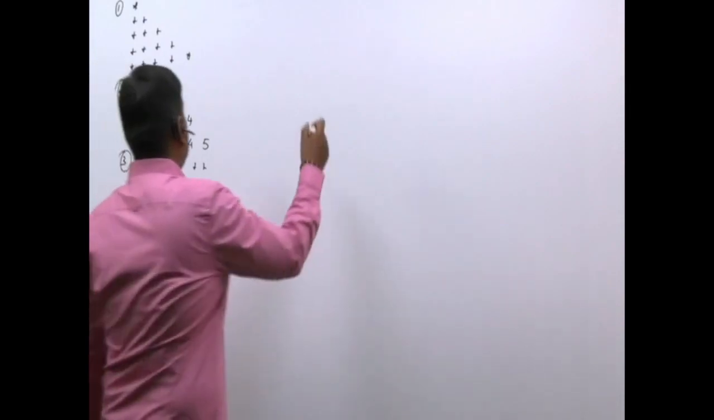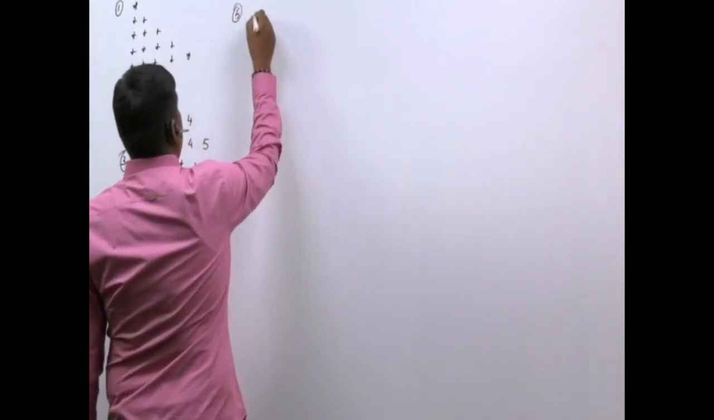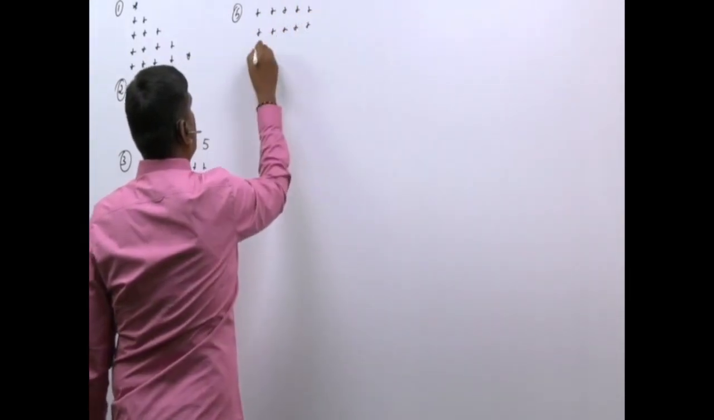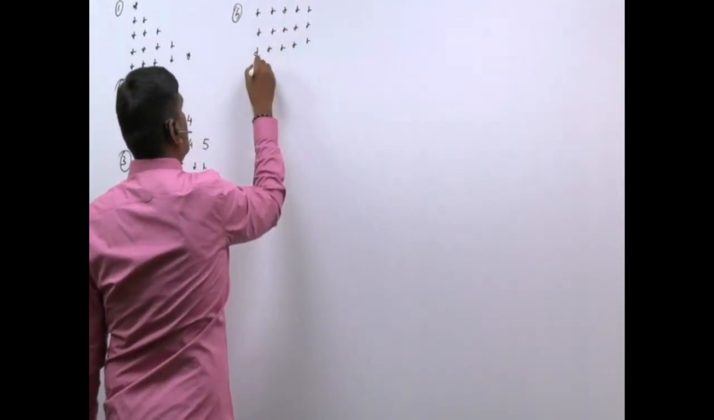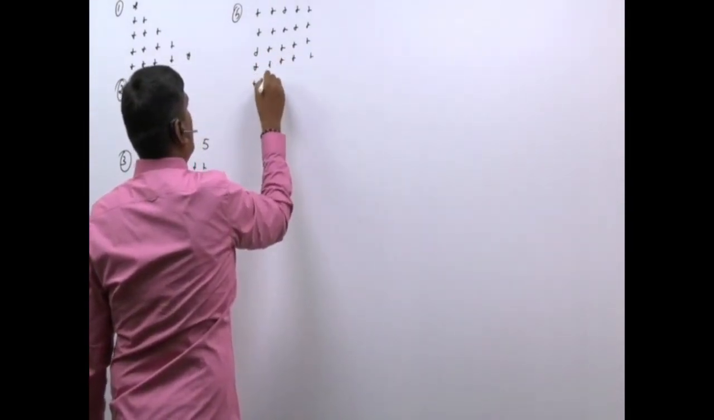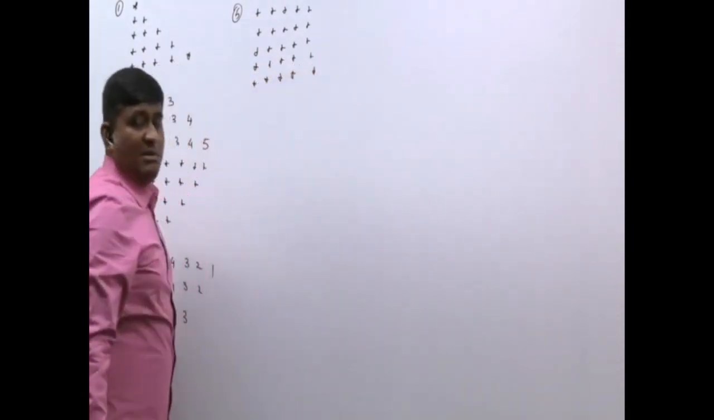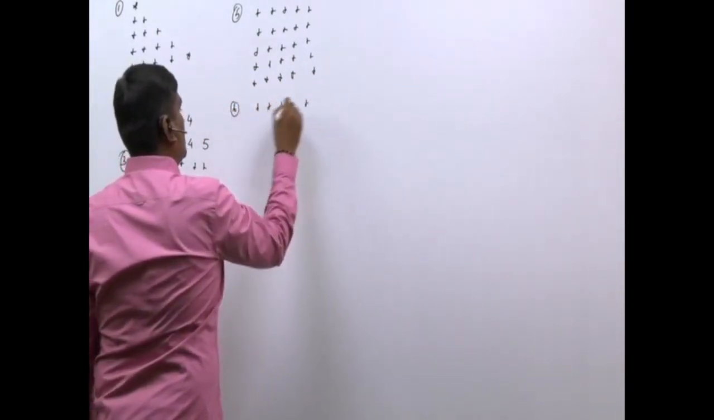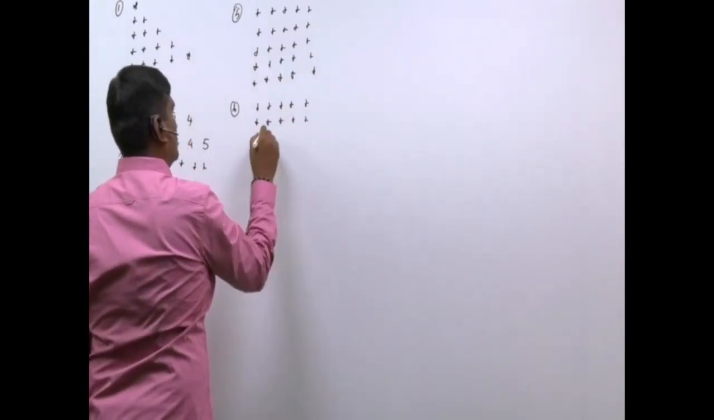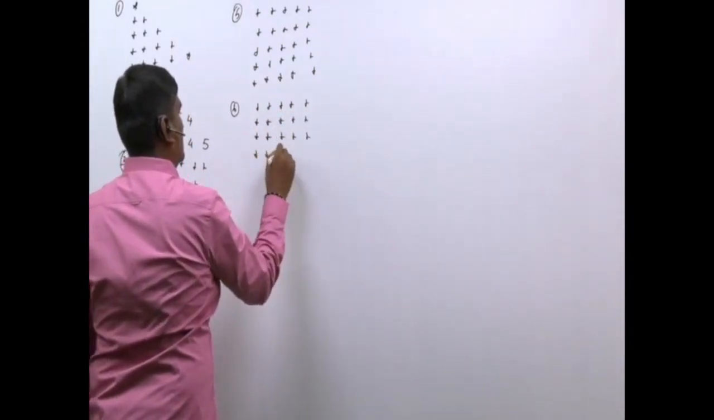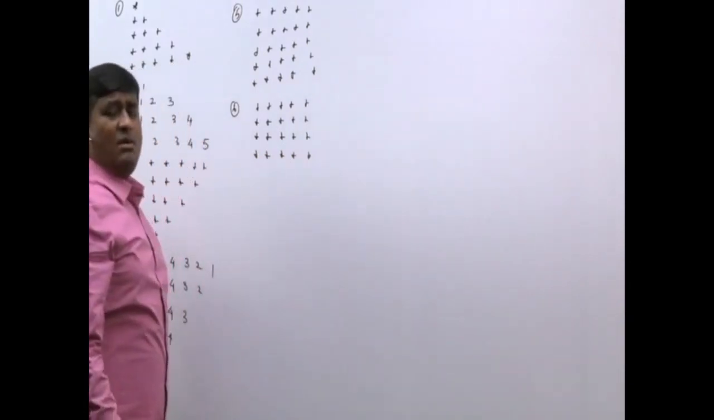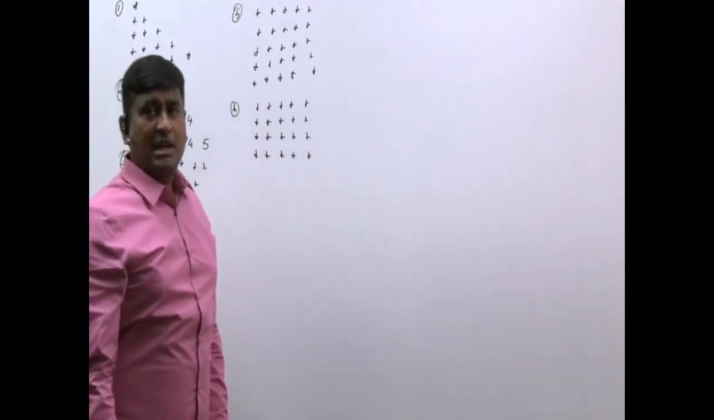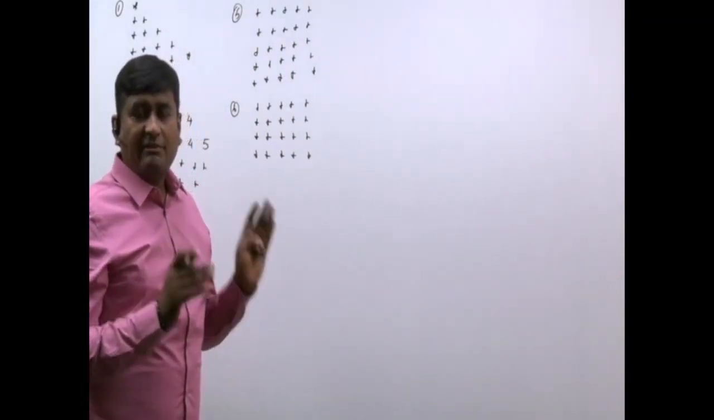Or they may also ask you to display a square like this. They may also ask you to display a pattern, maybe a rectangle also, like this. Okay, sir, how will we know whether this is a square or this is a rectangle? Very simple. If the number of rows and number of columns is the same, then it is a square. If it is not the same, it is a rectangle.